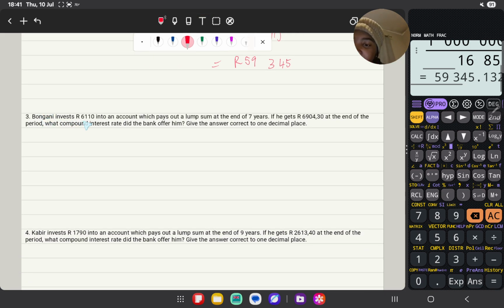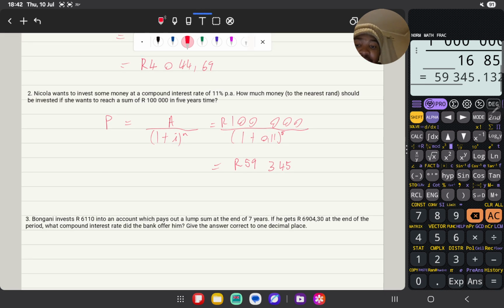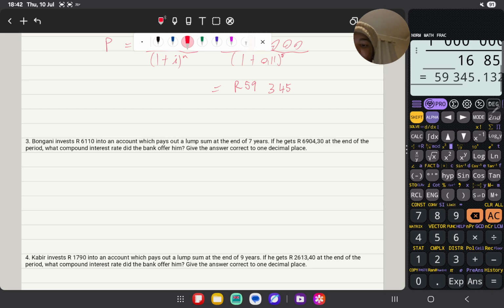Bongani invests 6,110 into an account which pays a lump sum at the end of a 7 year period. If she gets this much, 6,900, at the end of the period, what compound interest did the bank offer? So it's a 7 year period. So we're calculating what? We're calculating I.